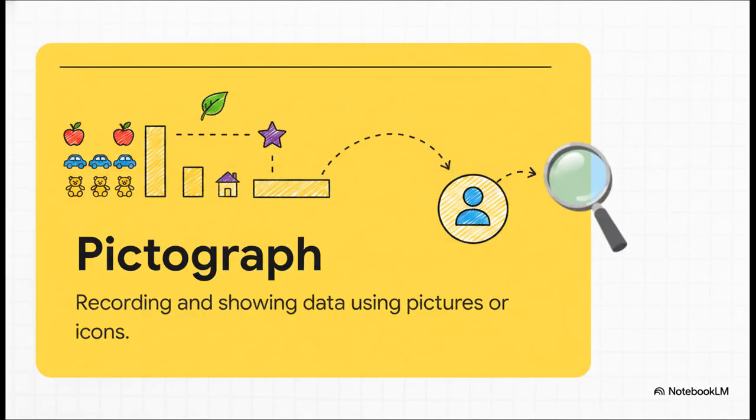His brilliant solution? A pictograph. And a pictograph is exactly what it sounds like. It's recording and showing data using pictures or icons. So instead of writing the number 4, you literally just draw 4 pictures of a toy. It completely bridges that gap between abstract numbers and the real physical objects they represent. It makes the data instantly recognizable.